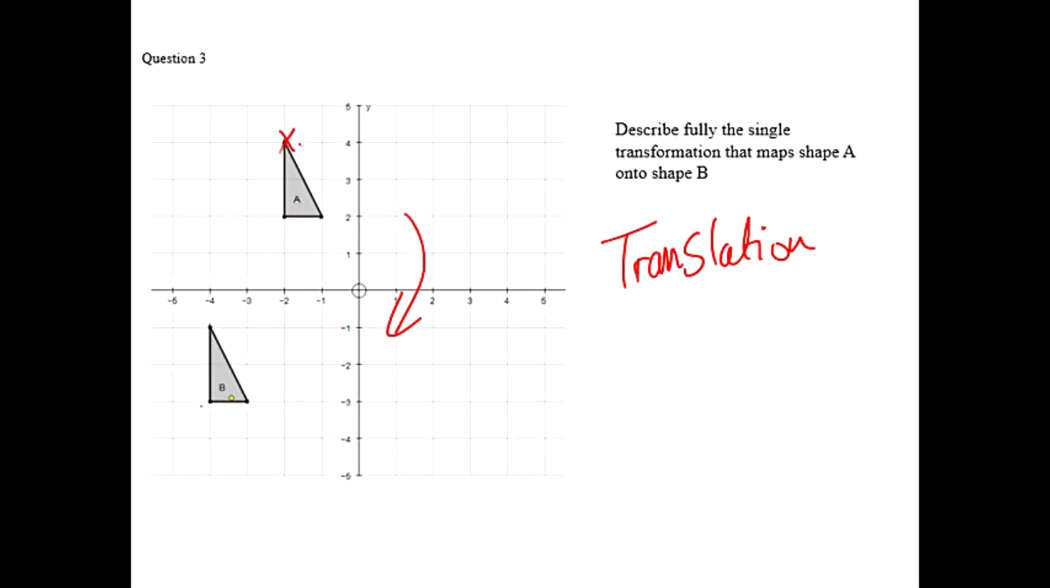how far it was translated is pick a point on the shape. I'm going to pick the top one and pick the top one on the other shape as well. You've got to pick the same point on both shapes and see how far left or right it went first. Well, it went left 2, and left 2 in a vector form is -2, and then it went down 1, 2, 3, 4, 5, and down in vectors is -5.